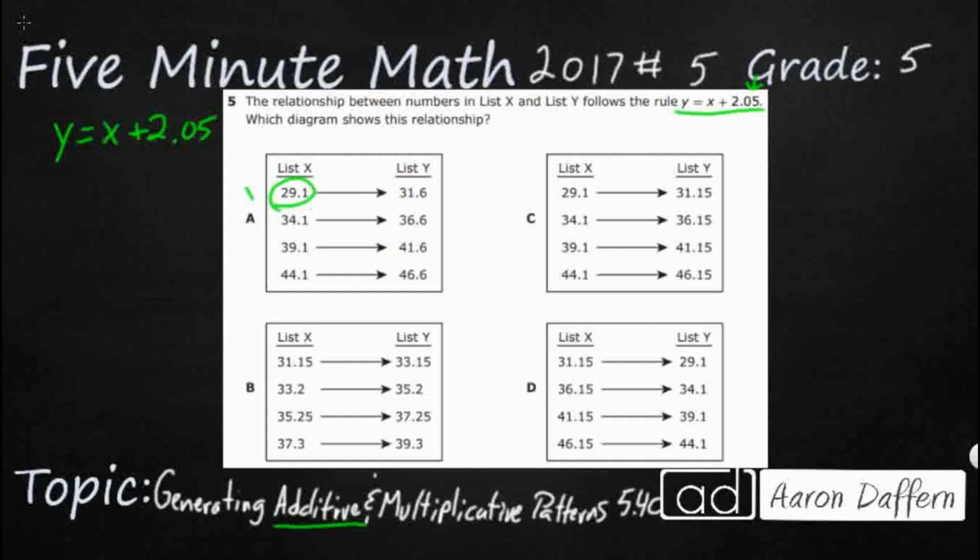And so we're going to say x equals 29 and 1/10. So we're going to say y equals 29 and 1/10 plus 2 and 5/100. And in order to really do this, I really don't want to eyeball it. Let's go ahead and line up the decimals here. So I'm going to line up 29 and 1/10 right underneath my 2 and 5/100. So you notice I've got my decimal lined up here.